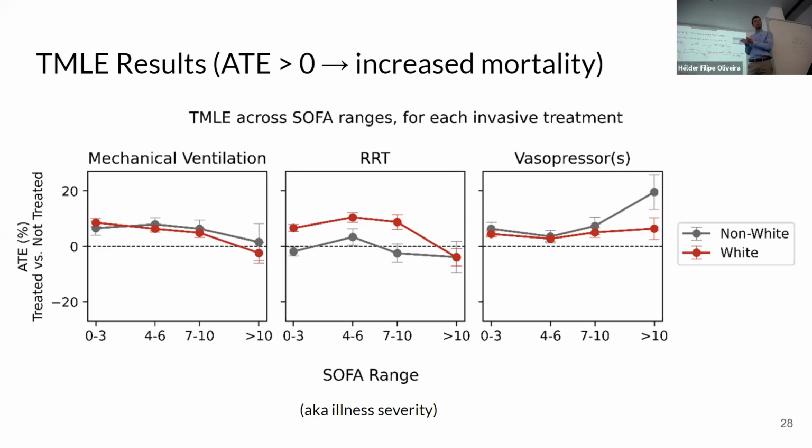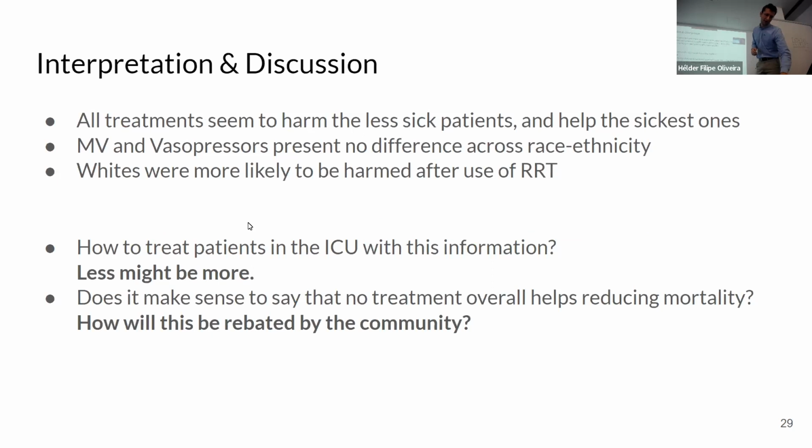We were looking for disparities across race ethnicity. We didn't find any apart from the ones in RT. So whites seem to be more harmed than black or non-white patients. Our hypothesis was the other way around. So these are some results that we have. And this is the discussion that we're driving right now.